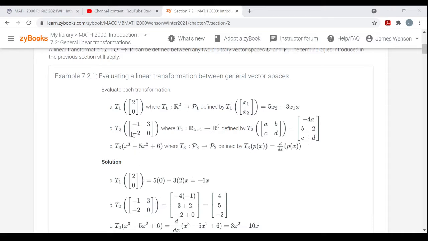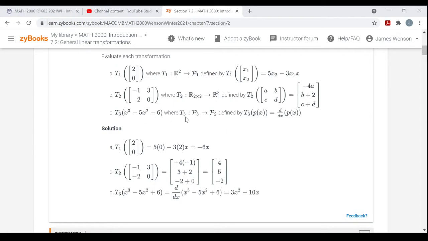So they say, what would be the output if the input was this 2 by 2 matrix? So the first component would be -4 times -1, or +4. Then B plus 2, so 3 plus 2, 5 for the second component. And then C plus D, -2 plus 0, which would be -2 for the third component. So 4, 5, -2, and you're seeing that here again in part B in the solutions.